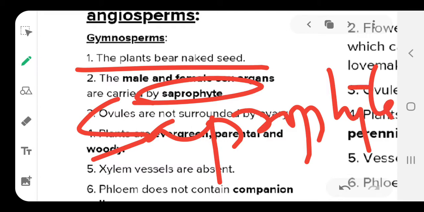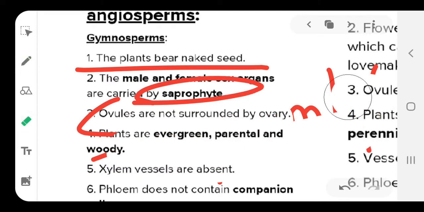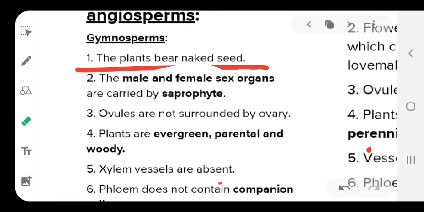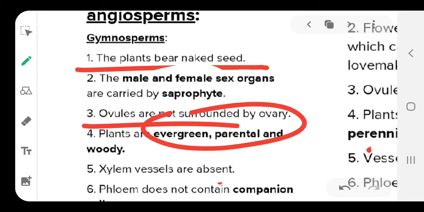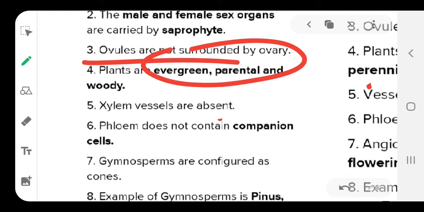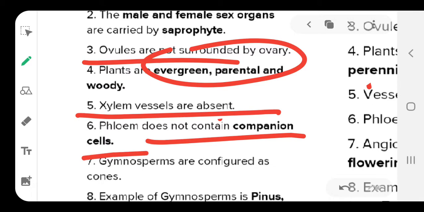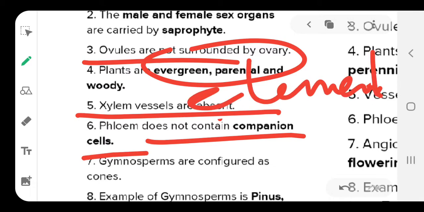The male and female sex organs are carried by the saprophytic stuff, the saprophyte. Then of course the ovules are not surrounded by ovary, and the plants are, again I have told you, evergreen and woody. Then we have told you xylem in these plants is absent. Then phloem again won't contain the companion cells. So these are the elements of vascular tissue, okay.